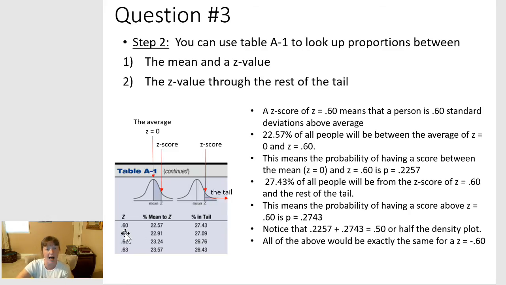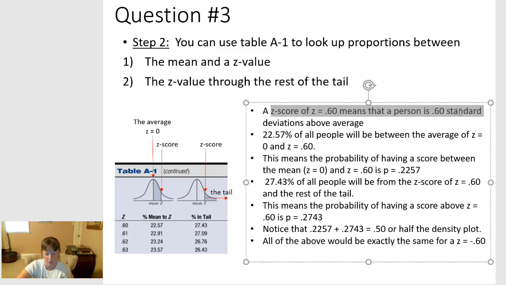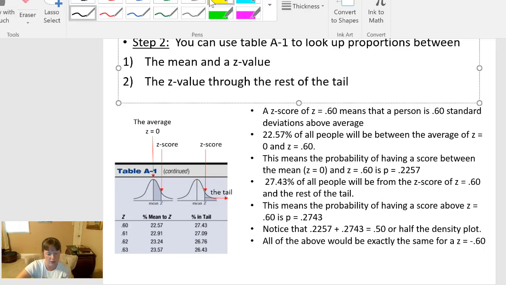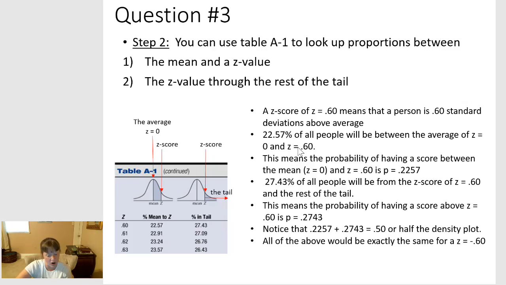From the z-score of 0.60, this first column tells you the percentage of people that will be between that z-score and the average of 0. Let's look at this picture here. See how it has a little bell-shaped curve? That's because this table only works if you know ahead of time that the variable is normally distributed. Here's the center, and the average of a bunch of z-scores is always 0. We just demonstrated that.